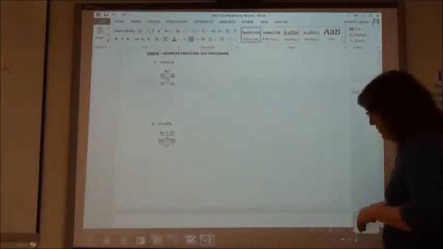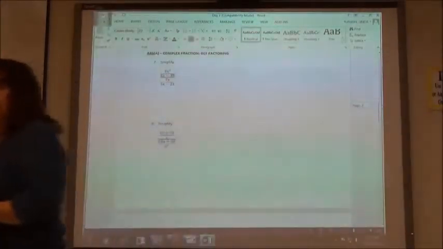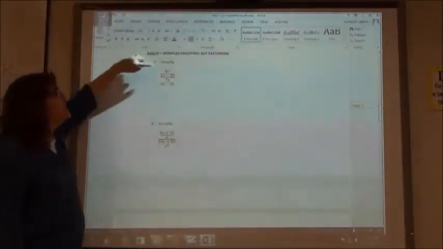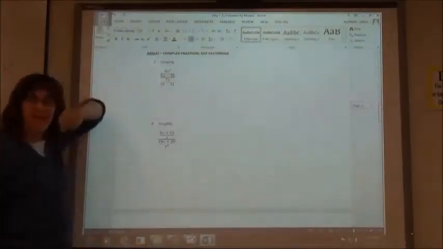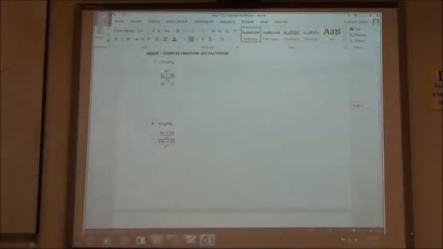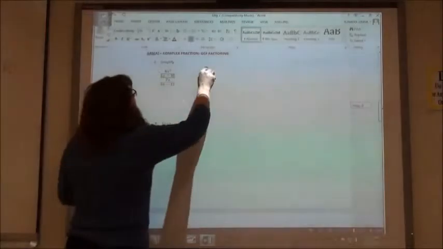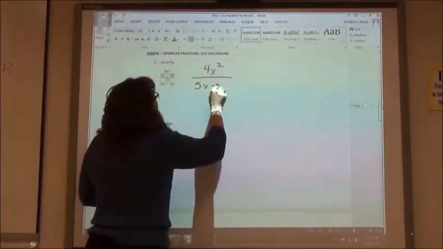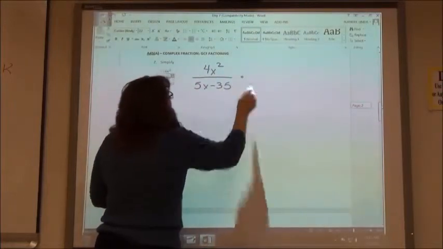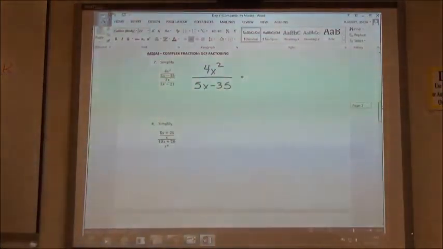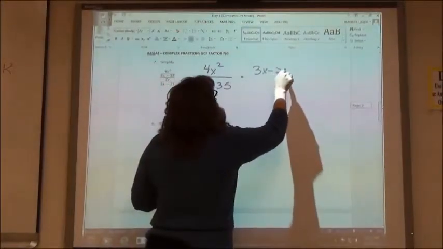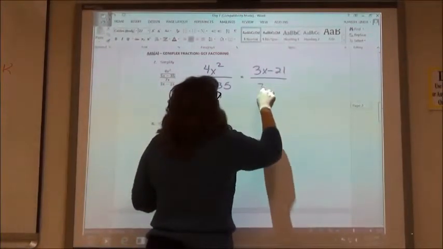Number 7. Charlene likes factoring a lot, so we're going to do some more factoring. Trying to still get across that this just means this divided by this. So when we rewrite it, we're going to rewrite it as multiplying. So I'm going to have the 4x squared over the 5x minus 35 times the reciprocal of the bottom, so the 3x minus 21 over 7x.